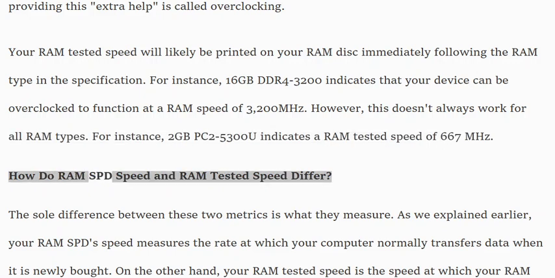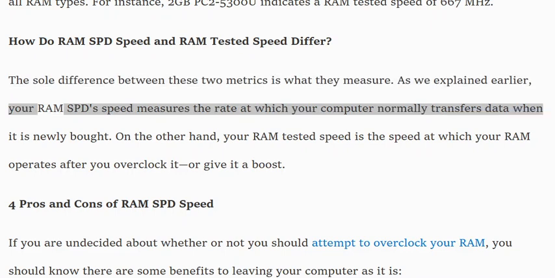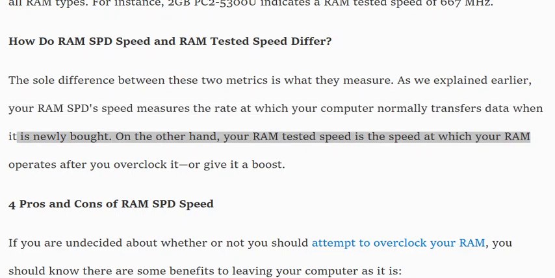How do RAM SPD speed and RAM-tested speed differ? The sole difference between these two metrics is what they measure. As we explained earlier, your RAM SPD's speed measures the rate at which your computer normally transfers data when it is newly bought. On the other hand, your RAM tested speed is the speed at which your RAM operates after you overclock it or give it a boost.